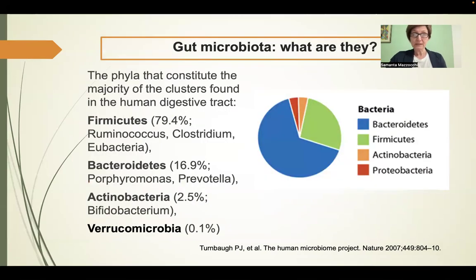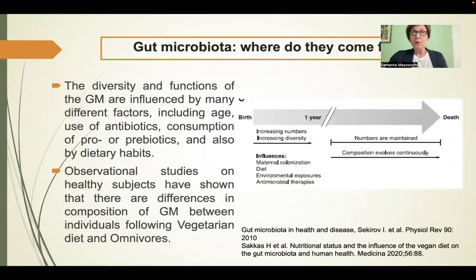What are they? The phyla that constitute the majority of the clusters found in the human digestive tract are Firmicutes, Bacteroidetes, Actinobacteria, and Verrucomicrobia. Where do they come from? The diversity and functions of the gut microbiota are influenced by many different factors, including age, use of antibiotics, consumption of pro or prebiotics, and also by dietary habits.